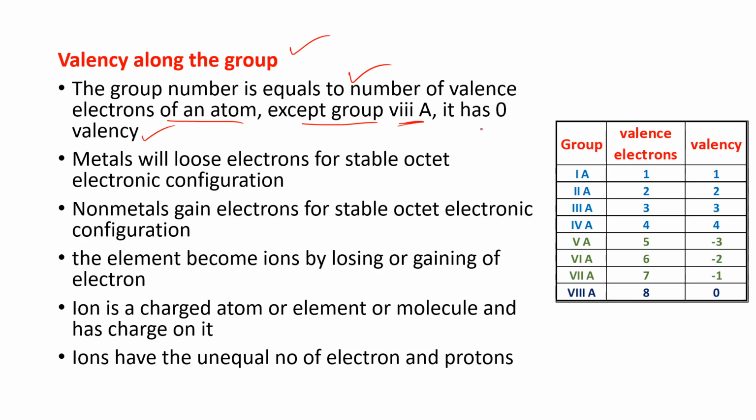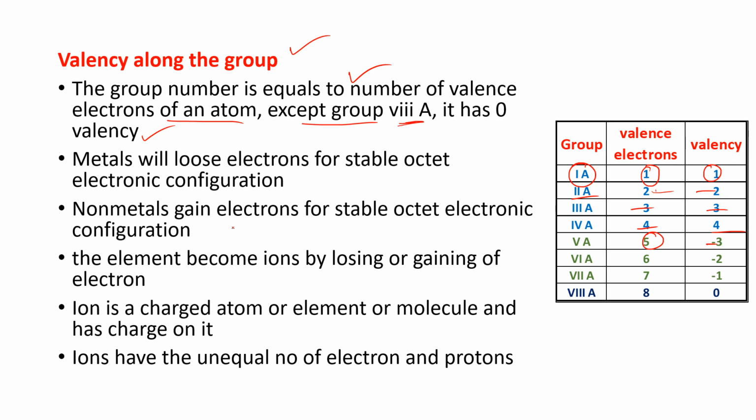Okay. So here you can see group 1A, its valence electrons are 1. Okay, its valency is also 1. Group 2A has 2 valence electrons, and valency 2. Group 3A has 3 valence electrons, valency 3. 4A has 4 valence electrons, hence the valency is also 4 and so on. From the 5A you can see 5 valence electrons and the valency is minus 3. Why? Because these atoms are going to gain electrons, so they will get the minus charge.